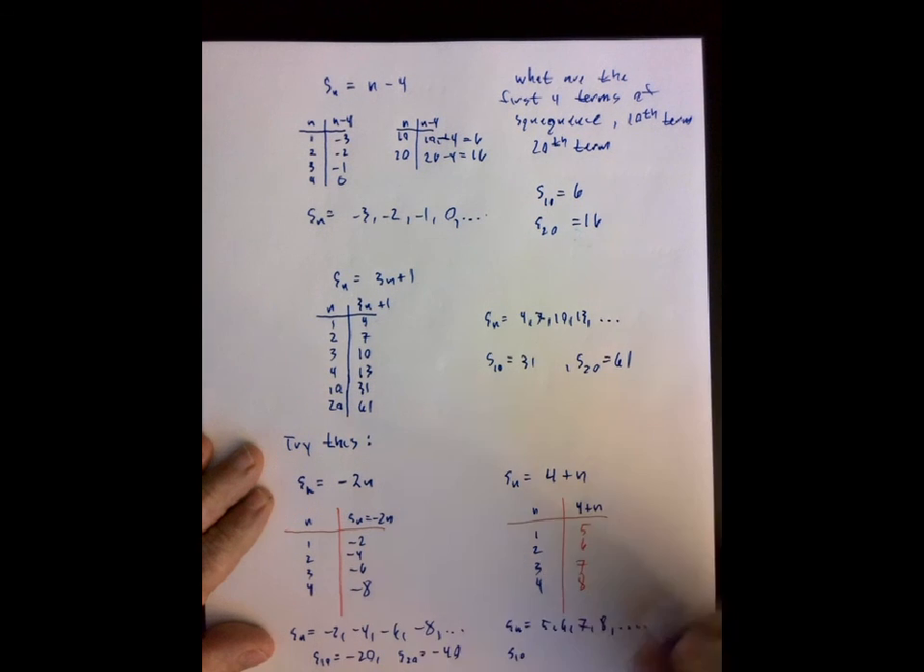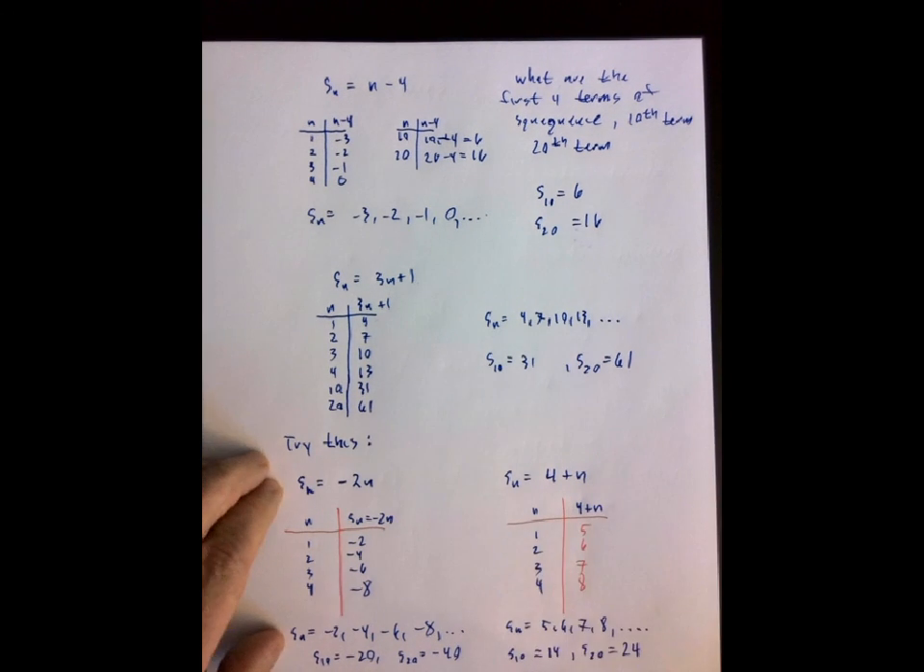S sub 10 would be 4 plus 10, which is 14. And then S sub 20 would be 4 plus 20, which is 24. So that's how that works, assuming I've done my arithmetic correctly in working out these numbers. So that's the idea of a sequence, right? And there are all different kinds of sequences, okay?